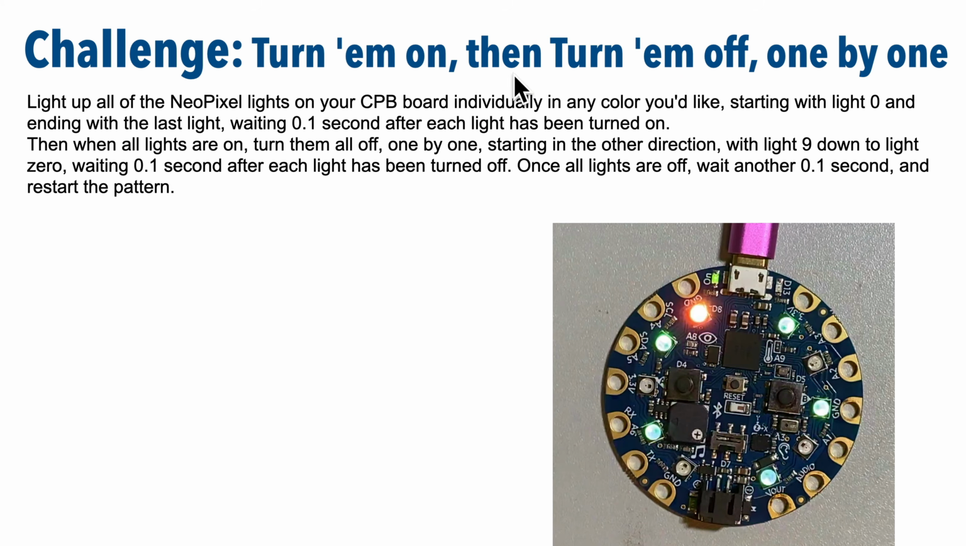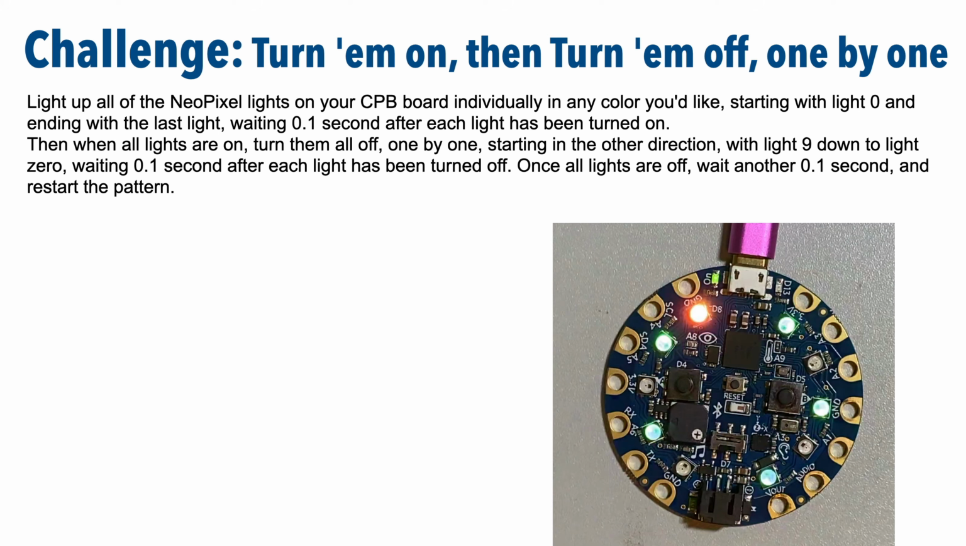The first one is going to be the challenge to turn them on, then turn them off one by one. So we're going to light up all the neopixel lights on your CPB board individually in any color you like. I'm going to use orange here, starting with light 0 and then ending with the last light, waiting 1/10 of a second after each light has been turned on. Then when all the lights are turned on, turn them all off one by one, starting with light 9 all the way down to light 0, waiting 1/10 of a second after each light has been turned off. Once all the lights are turned off, wait another 1/10 of a second and restart the pattern.